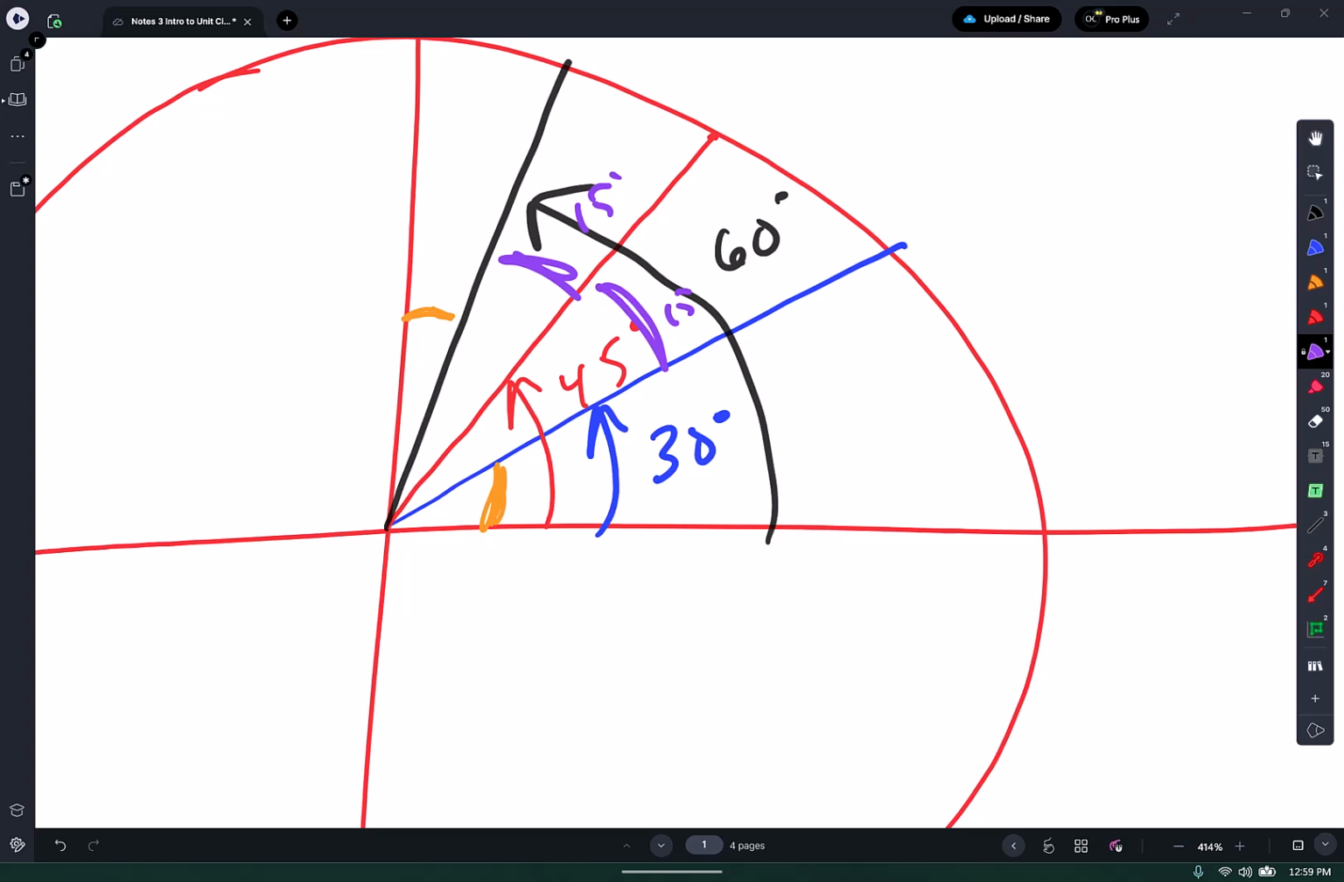I said 30 plus 15 was 60. It's not. 30 plus 15 is 45, and then 45 plus 15 is 60. So the inner gaps are 15 degrees, and the outer gaps, the gaps between the axis and that ray or segment, are 30 degrees. Cool or not cool? Cool.